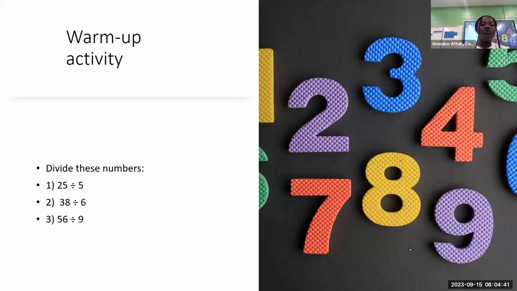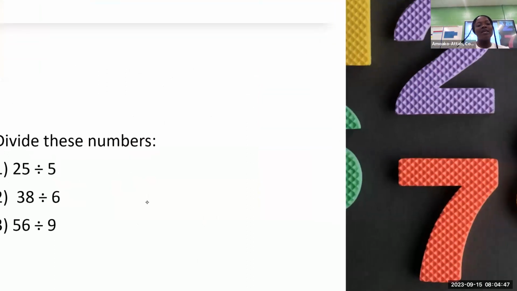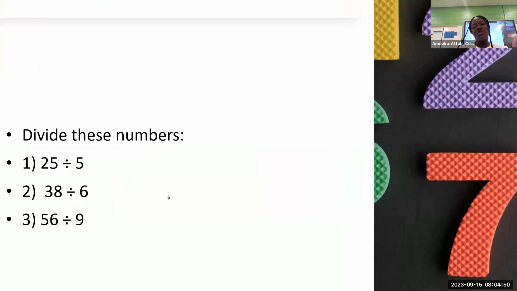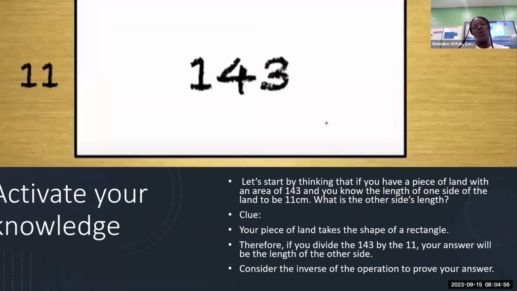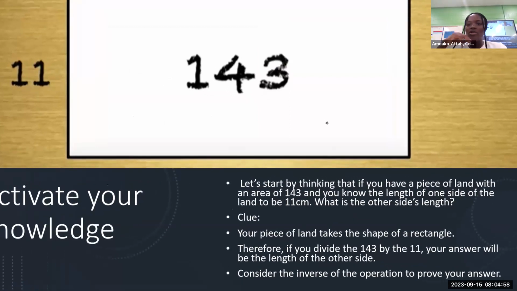All right, so these are the do now activities. I gave these do now activities because this is just a basic division of single digits. So if they're able to do that, then they can now progress to divide two-digit numbers.